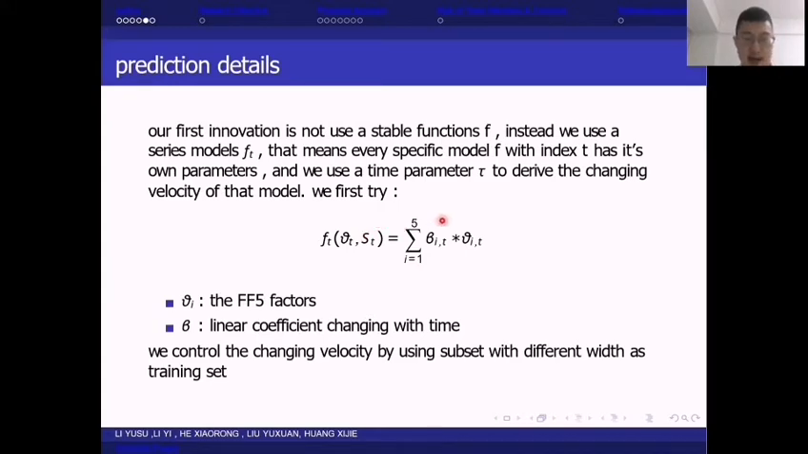First, we try a linear model, and the factors we simply use are from the Fama-French 5 factors. The beta here is a linear coefficient changing with time. But this doesn't give us a good result. So we try to focus more on S instead of theta.